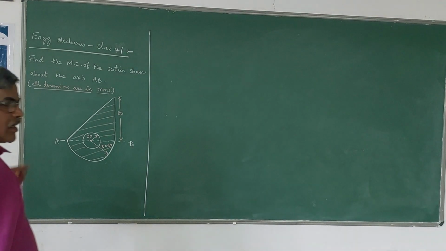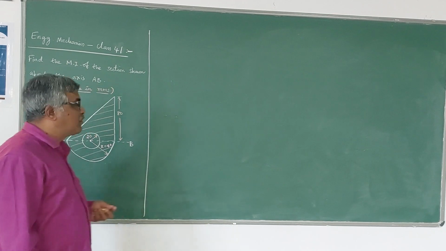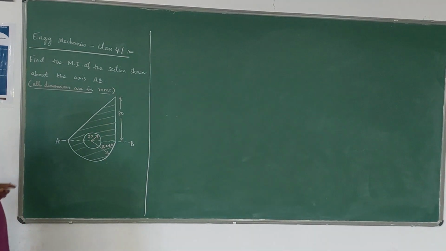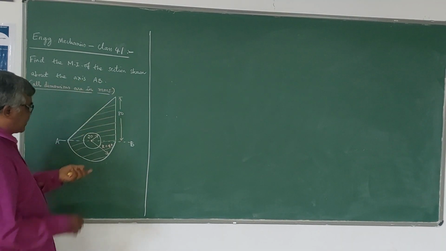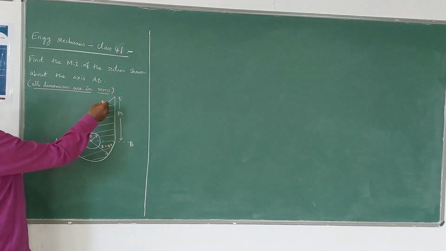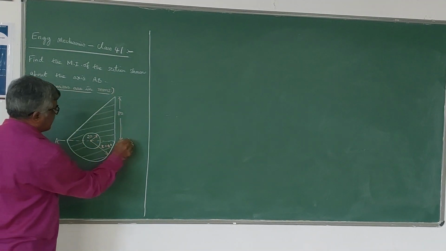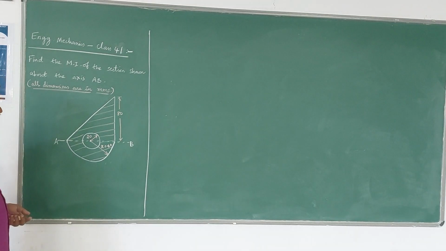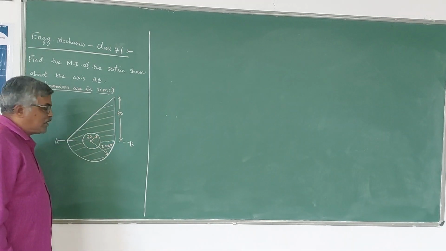So in this class, we will discuss another problem on moment of inertia. Question is, find the moment of inertia of the section, that is the shaded region, about the axis AB. So axis AB is defined here. Dimensions are given in millimeters.